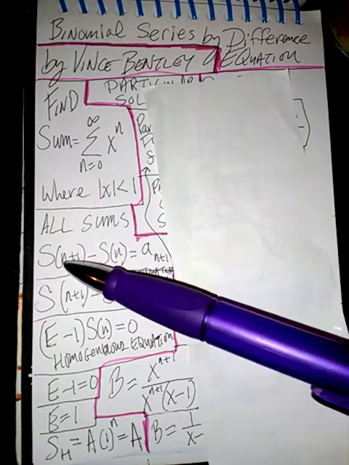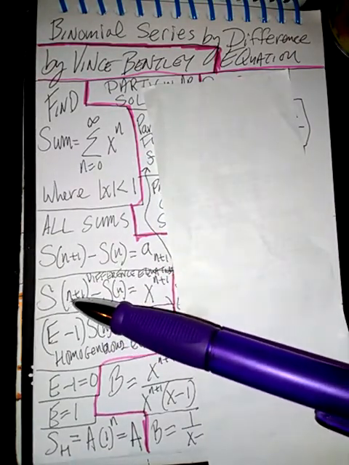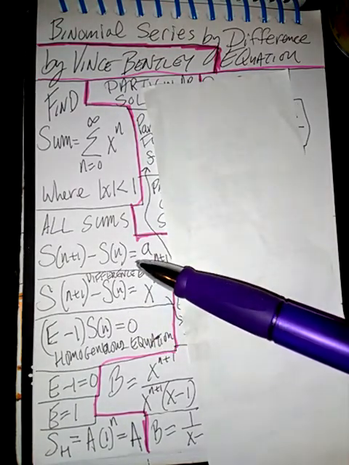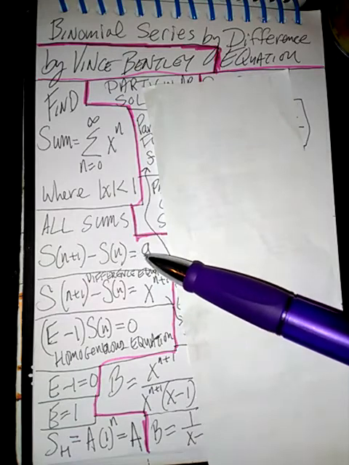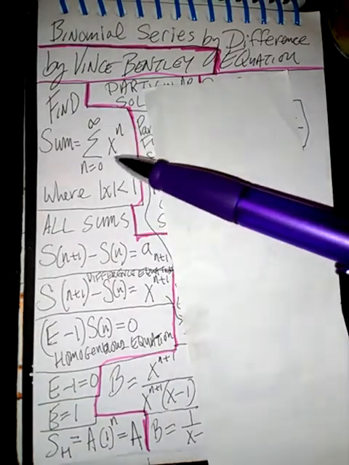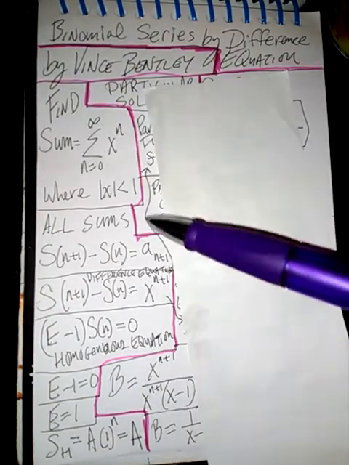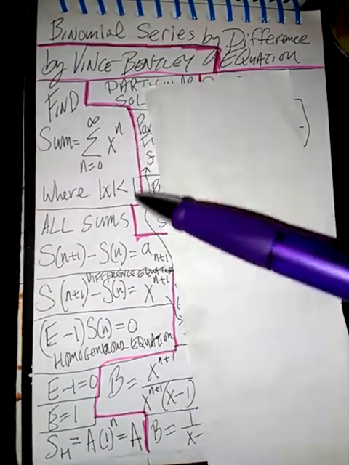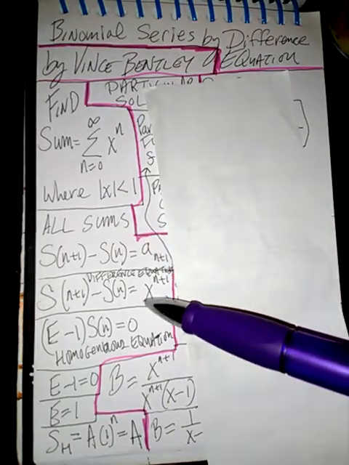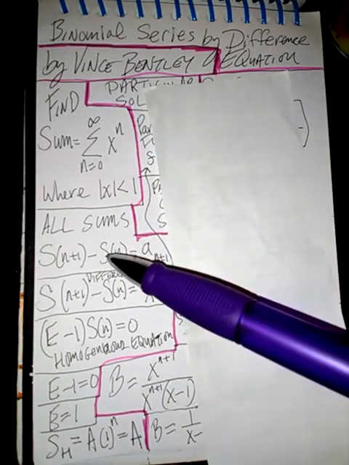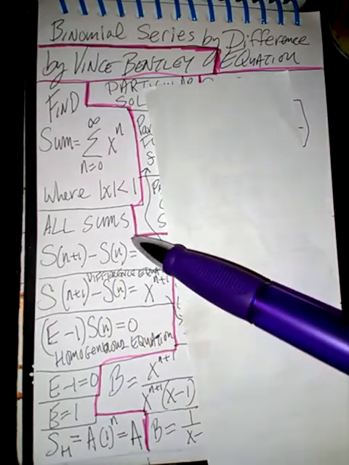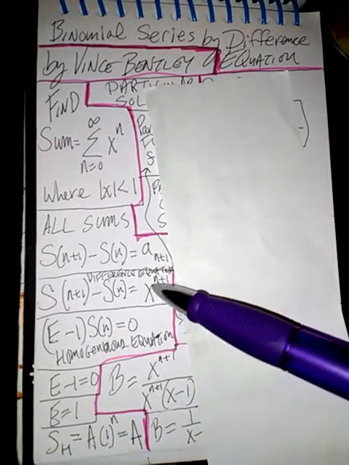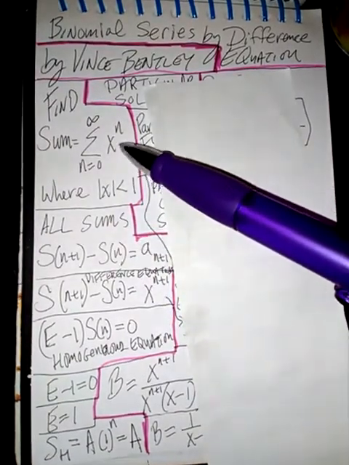There's the S sub n plus 1. I didn't do anything to that. Here's the S sub n being subtracted, equals, and what is a sub n plus 1? Well, a sub n right here is x to the n. So if you stick n plus 1 into the n, we'll get x to the n plus 1. And so a sub n plus 1 equals x to the n plus 1. So this is the difference equation for any series, and this is the difference equation for this particular series right here.